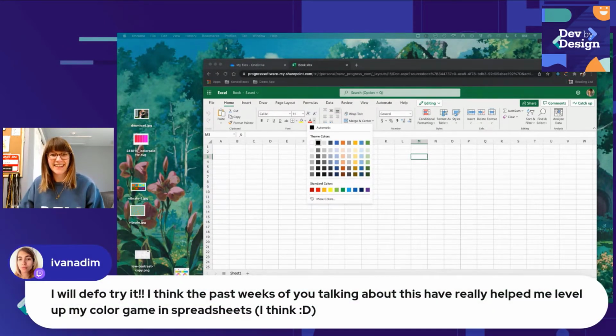Yeah. I think the past weeks of you talking about this have helped me level up my color game in spreadsheets. Yes, I am glad.